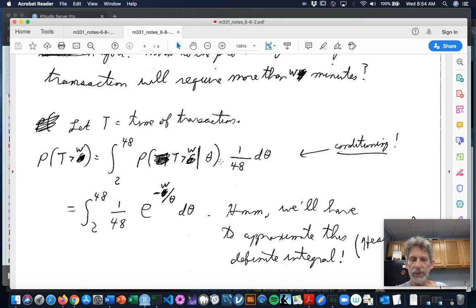to find this probability. So it's just the same kind of conditioning that we did way back in chapter 1. It's just that now the variable we're conditioning on is continuous instead of discrete, and so we're doing an integral of the conditional PDF rather than a sum of the conditional probability.